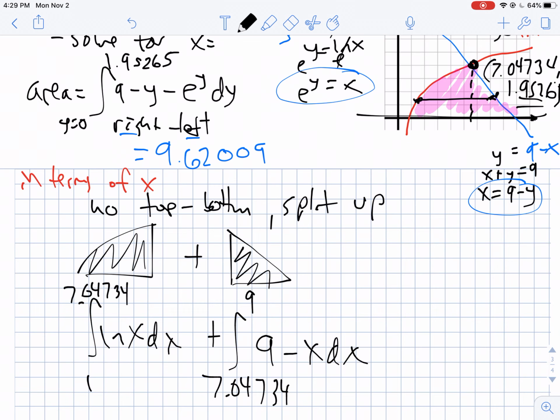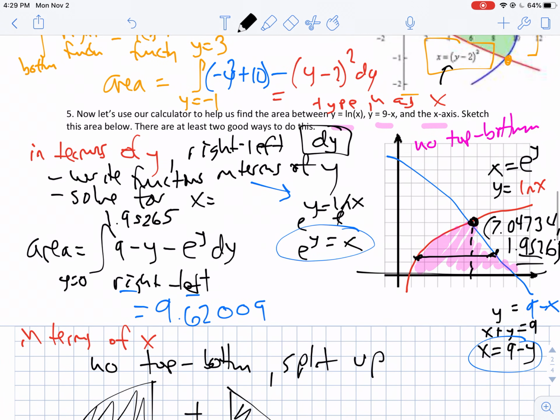I want to show you there are multiple ways to do these problems, but sometimes it might be really useful to be able to turn this in terms of y and do a right minus left type thing right there. Okay, so that's area in terms of x and in terms of y.